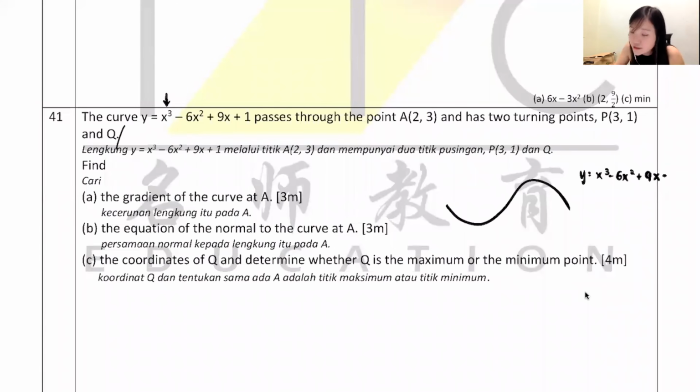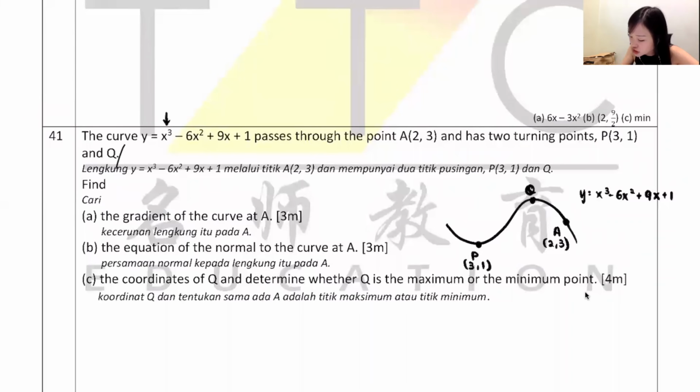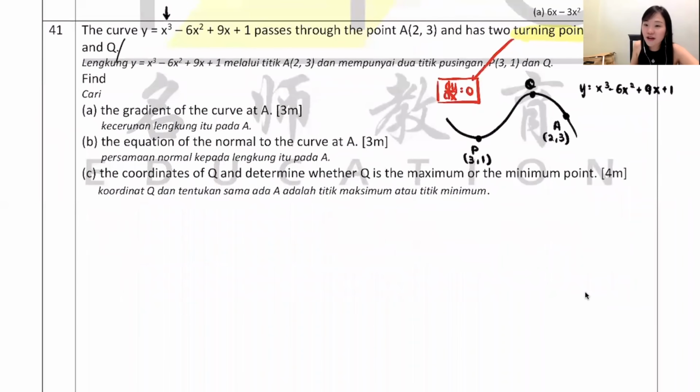They say this curve passes through (2, 3) and has two turning points, P and Q. One is called P, one is called Q. At the same time, it passes through point A. Let's say A is here, (2, 3). Don't ask me, teacher, how do you know A is there? I don't know, I just simply draw it anywhere except the turning points, okay my dear? When you read all this, please understand the keyword that shines here is turning point. And whenever you see the words turning point, you will remember dy/dx equals 0 again. So I already pre-wrote everything I can before I start.